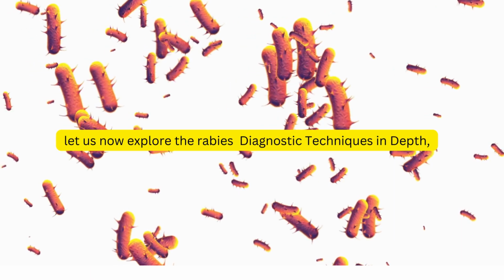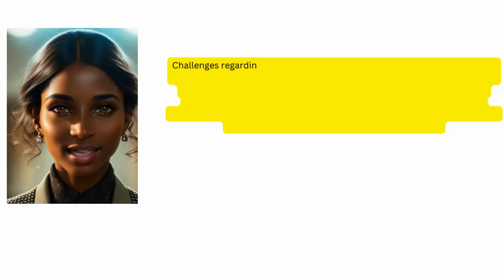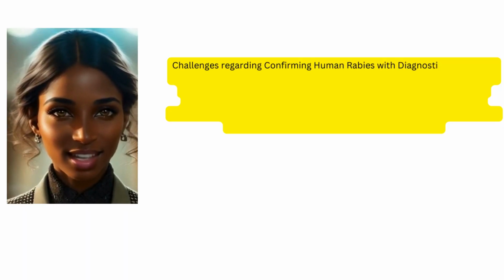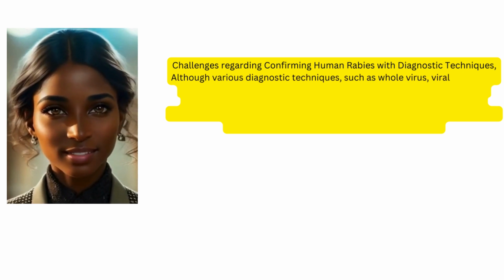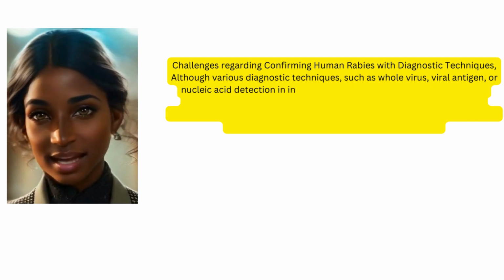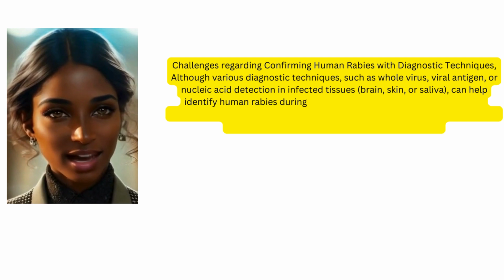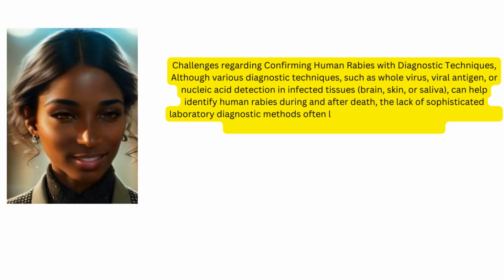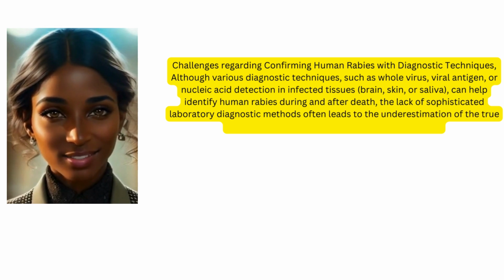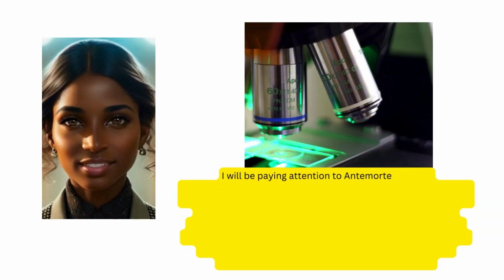Let us now explore the rabies diagnostic techniques in depth. Challenges regarding confirming human rabies with diagnostic techniques. Although various diagnostic techniques, such as whole virus, viral antigen, or nucleic acid detection in infected tissues, brain, skin, or saliva, can help identify human rabies during and after death, the lack of sophisticated laboratory diagnostic methods often leads to the underestimation of the true disease burden and public health impact of rabies. I will be paying attention to antemortem tests.